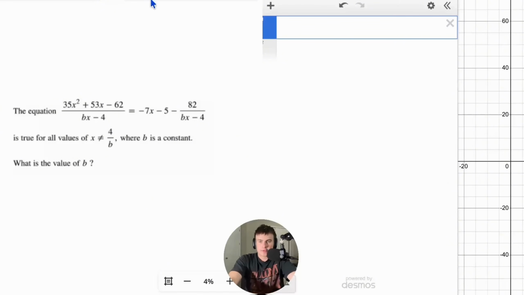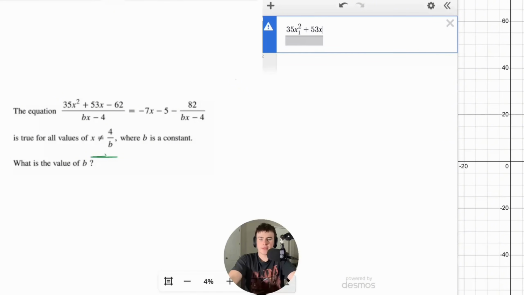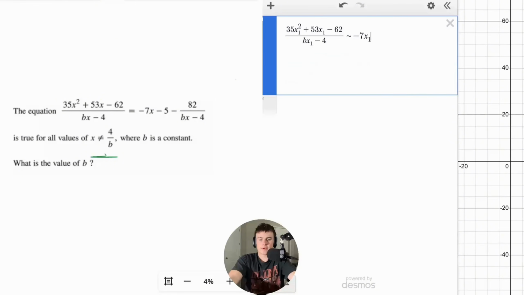Okay, now let's move on to a question that's pretty much the same as the last one, except we have an extra condition here, right? So it says the equation right here is equal to this thing, and it's true for all values when x is not equal to 4 over b, where b is a constant. What's the value of b? Okay, well, what we should do is the same thing as last time. Let's just type it in and replace the x values with x1. Okay, then we have bx minus 4 tilde negative 7x1 minus 5 minus 82 over bx1 minus 4.